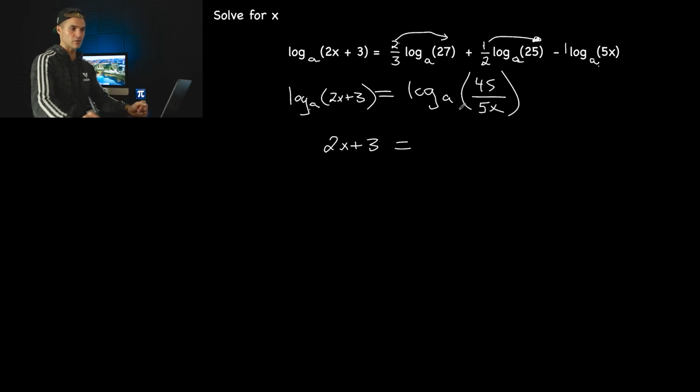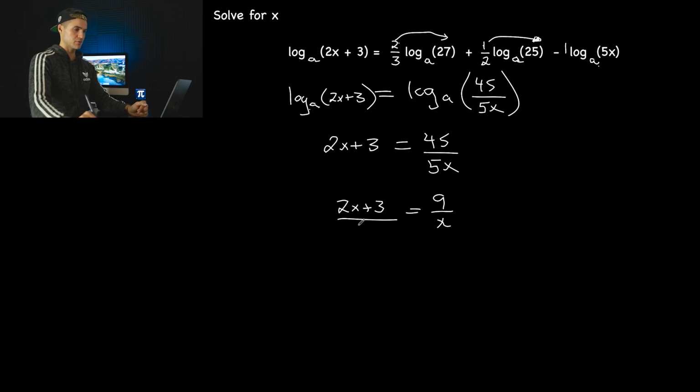We could just drop the logs at this point, like that. And actually 45 over 5, that simplifies to 9, right? So this is like 9 over x here on the right side.